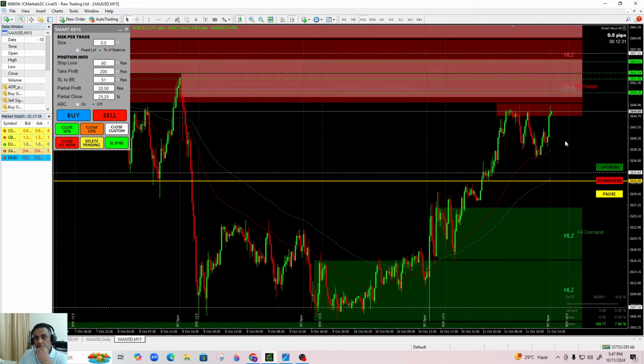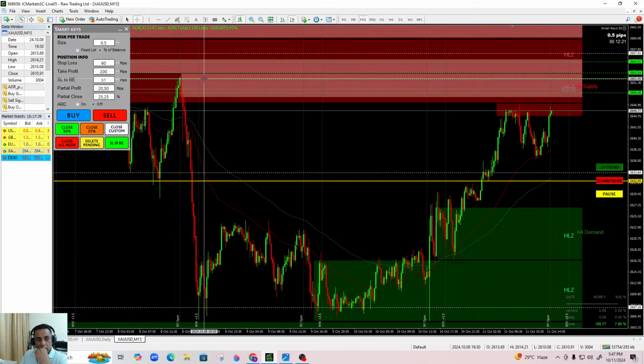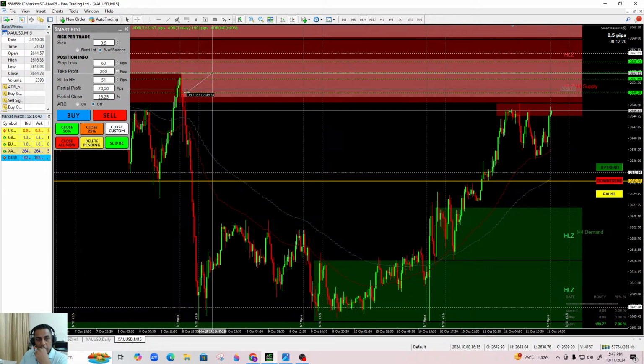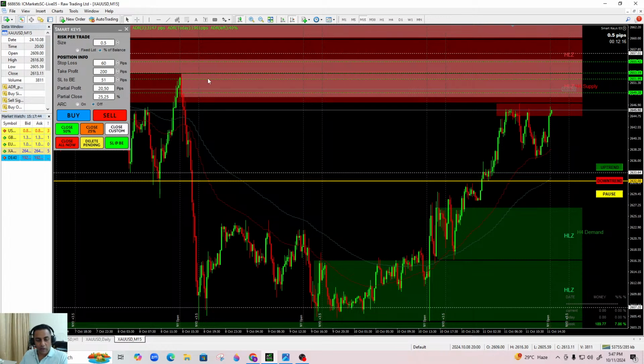So if price pulls into this, this is where I'm willing to take a trade here, here. Stop loss above here on these two trades. So that's about 37, 36, 37 pips. If you go in, I'll have to manage risk and close partial positions.